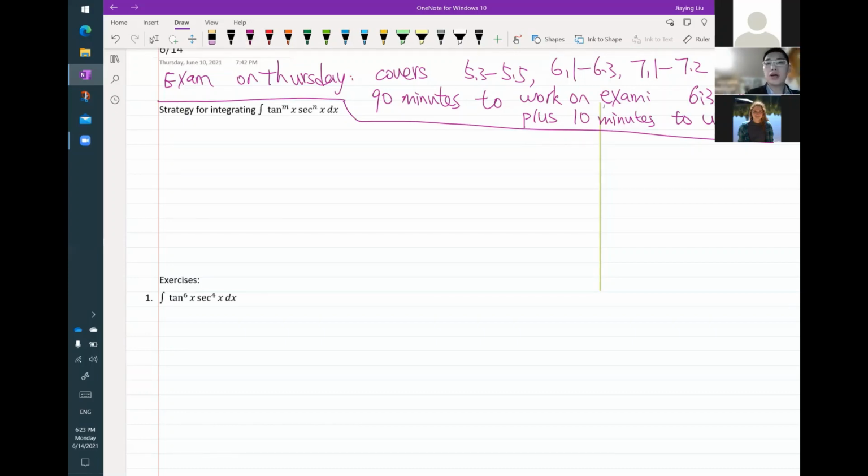So last time we talked about how to integrate functions like, so recall, if we have sine to the m of x cosine to the n of x dx. So it depends on the power of m and n, of sine and the cosine. We have different approaches to rewrite this integral using trig identity. So here's a similar set of questions. If we have the integral of tangent to the m power x secant to the n power x dx. So there's a few cases.